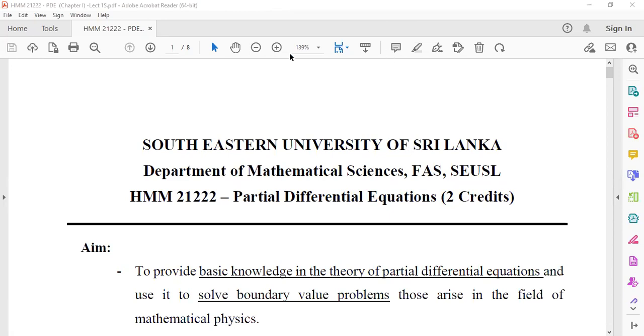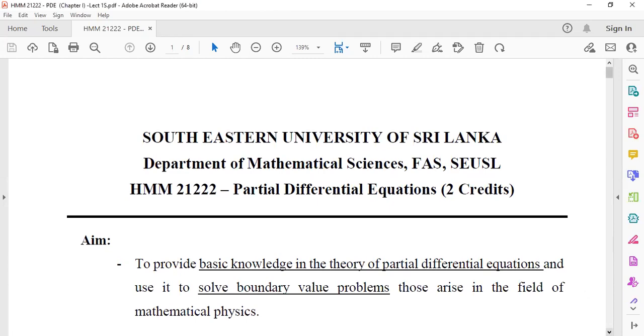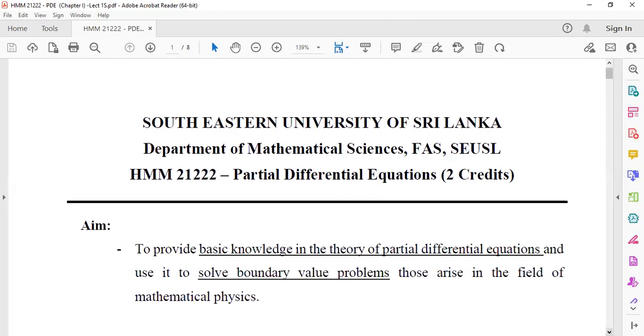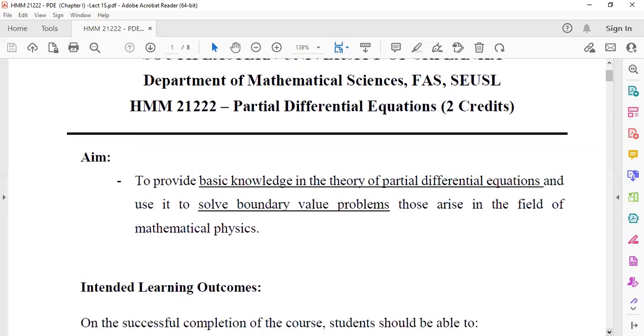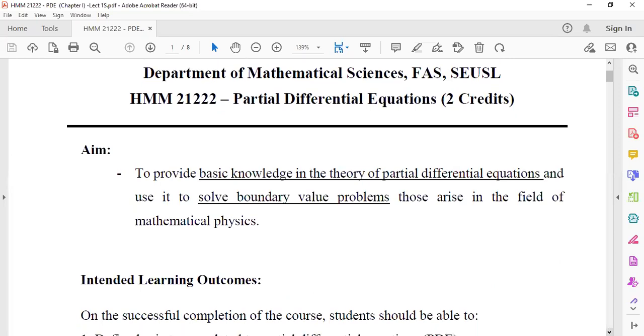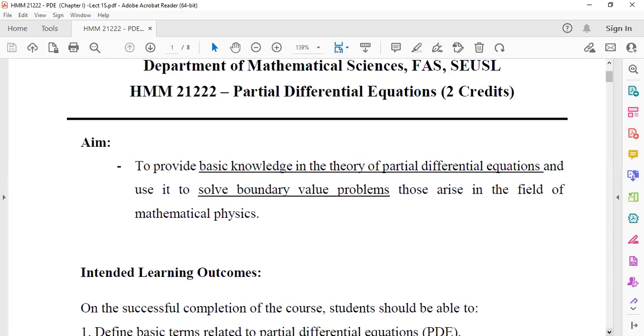Okay, so now let's start our course, the higher maths. It's HMM 21222. So I think you are having HMM 21212, the classical mechanics. Likewise, this one is a partial differential equation. This is very connected to your ordinary differential equation, so you can study both together. You can see the differences, but the concept is somewhat the same. That will be helpful for you to study this one very easily.